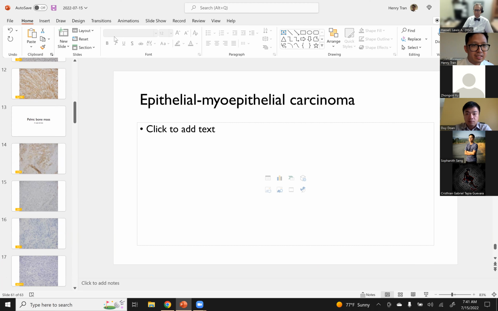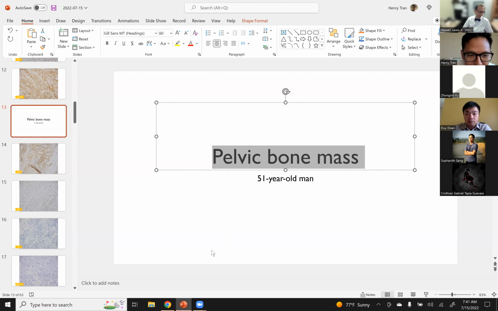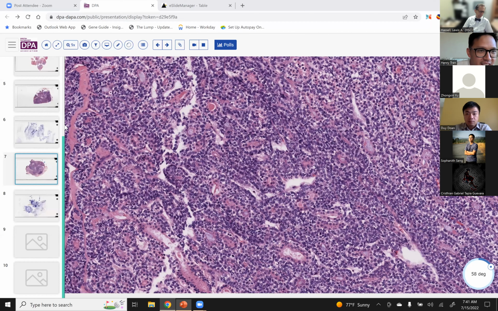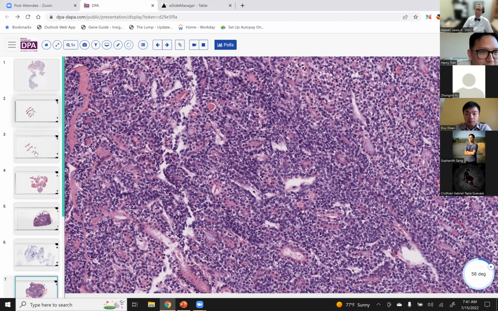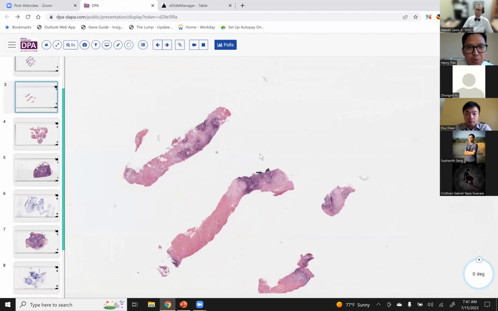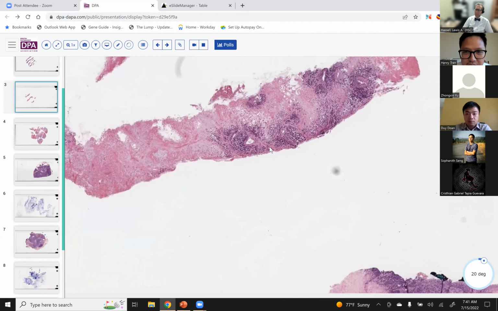All right. Now we can get to the good stuff. Not that the earlier cases weren't good too. Now stuff that really puzzled us for a while. So let's look at the next case, which is a pelvic mass in a 51-year-old male. We got some core biopsies. It's in the bone. So let's check it out.